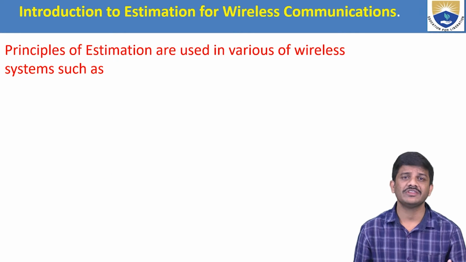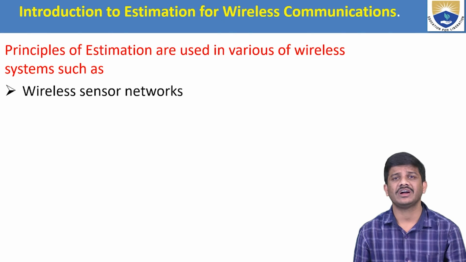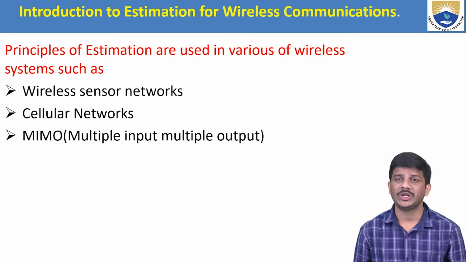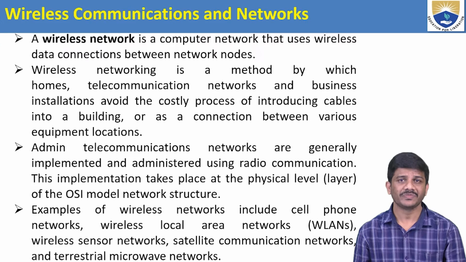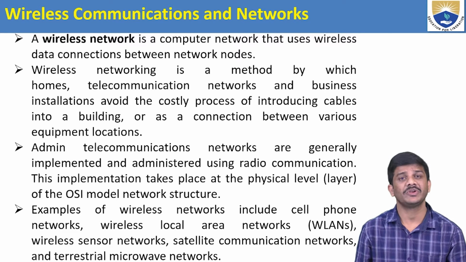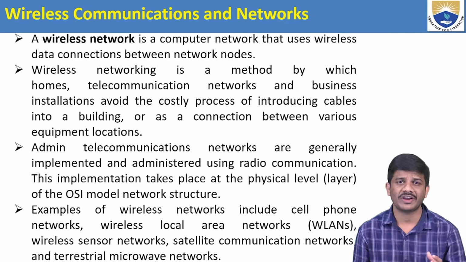We also see the wireless systems in wireless communication: the wireless sensor network, the cellular network, multiple input multiple output, and orthogonal frequency division multiplexing. These are the main wireless systems in wireless communication. What is a wireless network? This we also saw in the previous class, and before that we have to see the advantages.